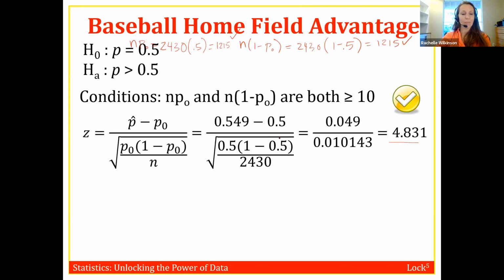Okay, so hopefully you just had a chance to do these calculations, and I hope you got the same number I did, 4.831. Remember we called this our test statistic. We're going to use the test statistic to help us find our p-value. To do that, we're going to go over to StatKey. So remember that number, 4.831, and also look at our hypotheses. Notice that I have a greater than hypothesis for my alternative. Those two things are going to help me figure out my p-value.